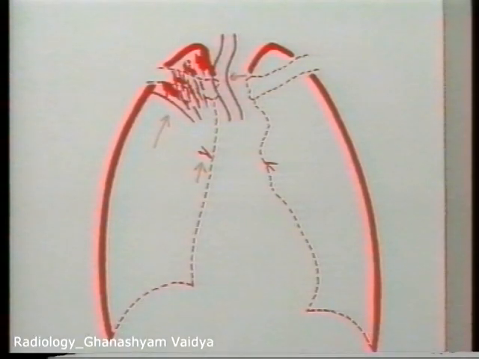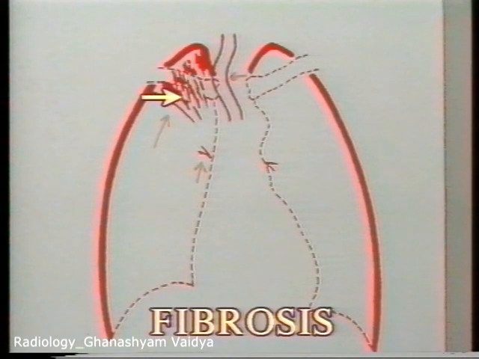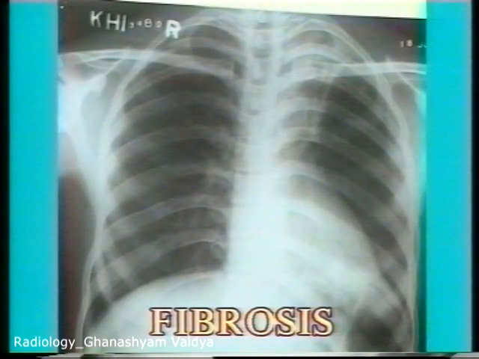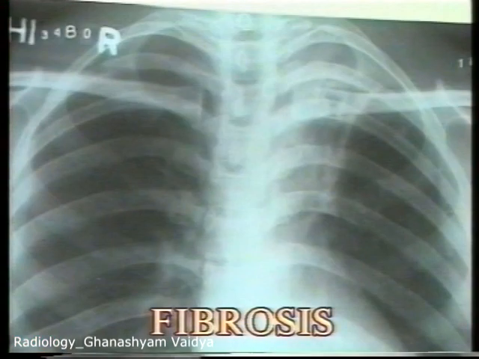The next typical change in healing tuberculosis is fibrosis. Fibrosis appears as opaque linear streaks radiating towards the hilum of the lung. The shadow of fibrosis, as compared to infiltration, is more dense and sharply delineated, and the neighboring structures like trachea or diaphragm are pulled towards it. Note a typical shadow of fibrosis in the left upper lobe. Note that it is denser than infiltration with opaque streaks radiating towards the hilum. The trachea is only minimally pulled towards the lesion.